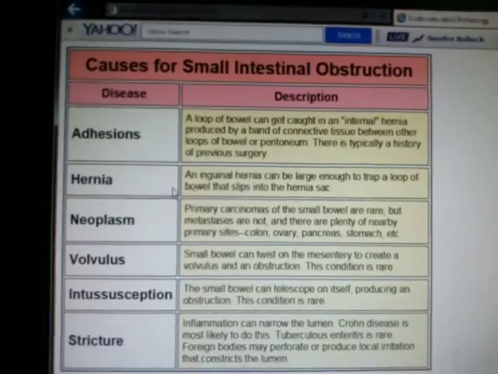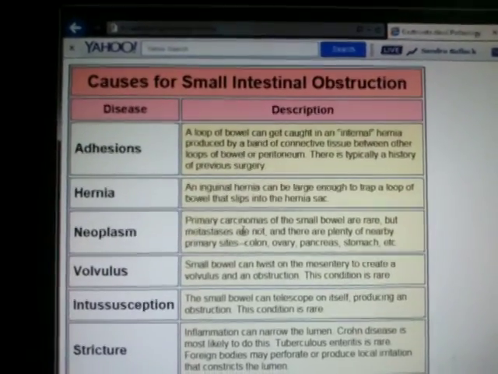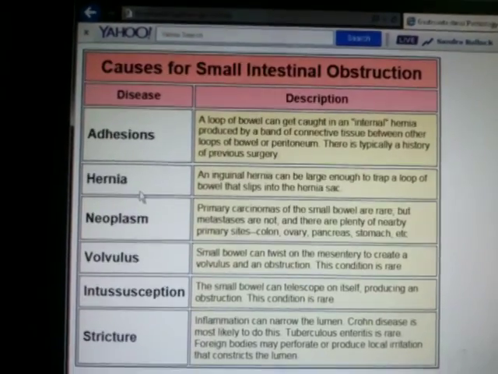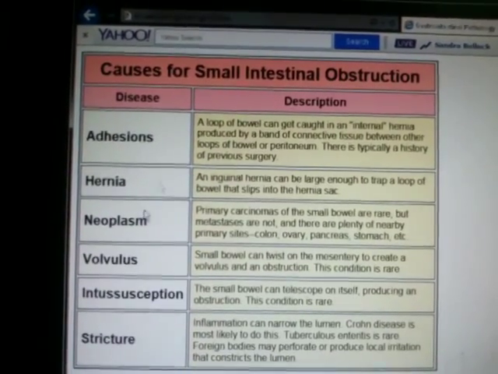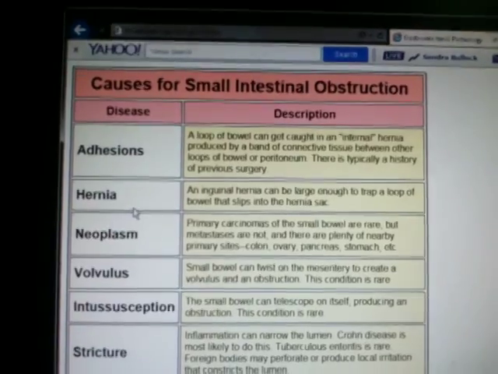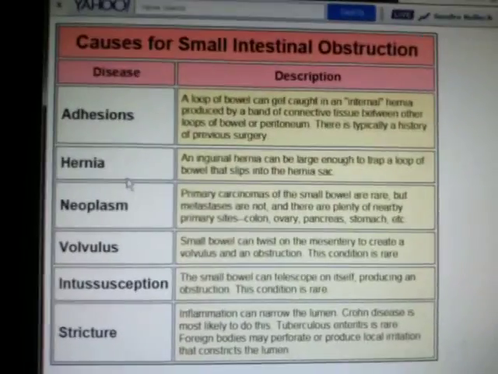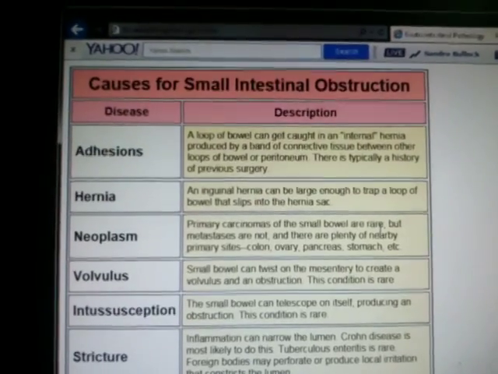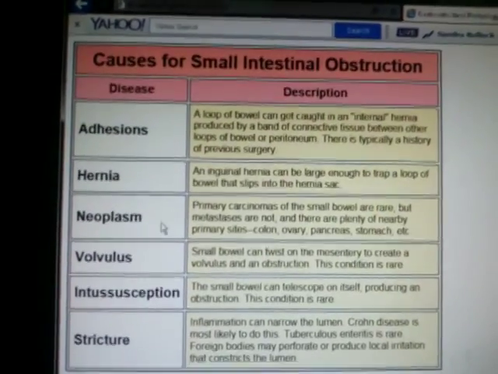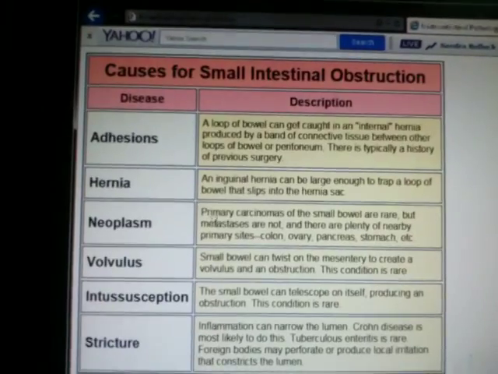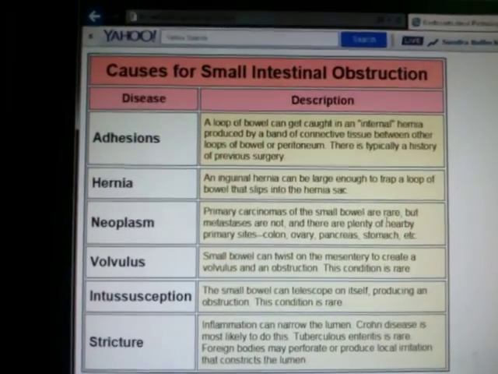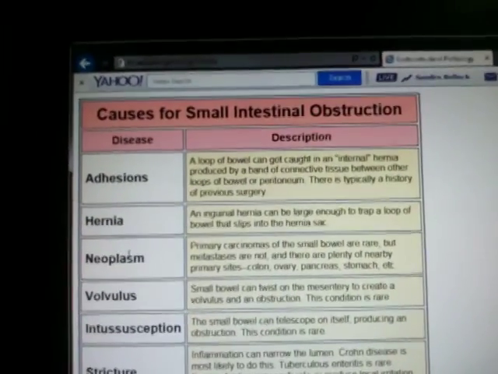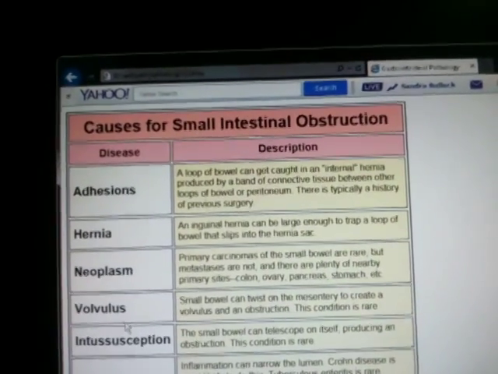Hernia is when there's a defect in the abdominal wall and the fascia, and so the intestinal bowel loops will protrude through the hernia, and that will lead to compression and obstruction. Neoplasia, the primary carcinoma of small bowel, is actually rare. However, secondary neoplasia, which is metastatic carcinoma from other organs like colon, ovary, pancreas, or stomach, can lead to intestinal obstruction as well.